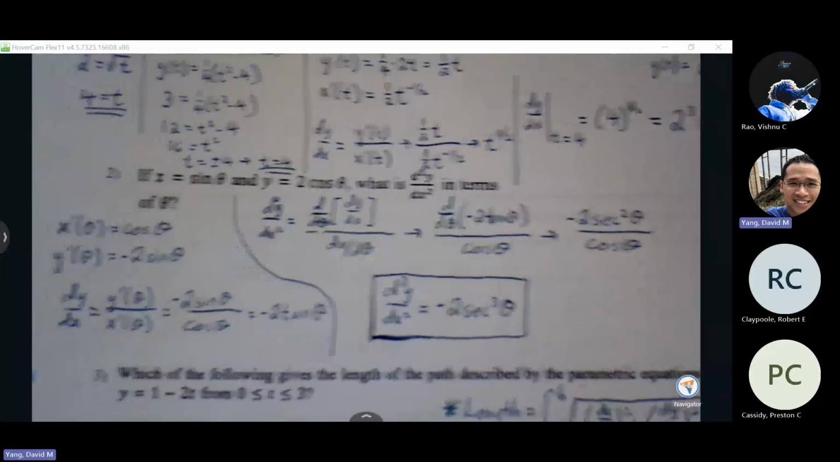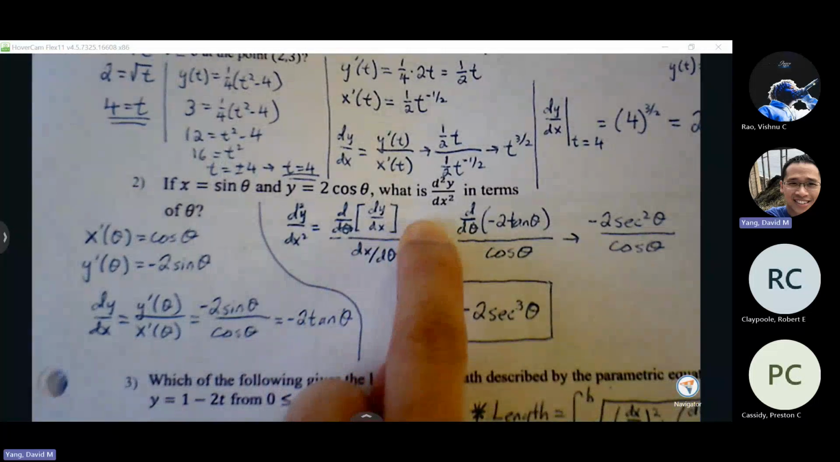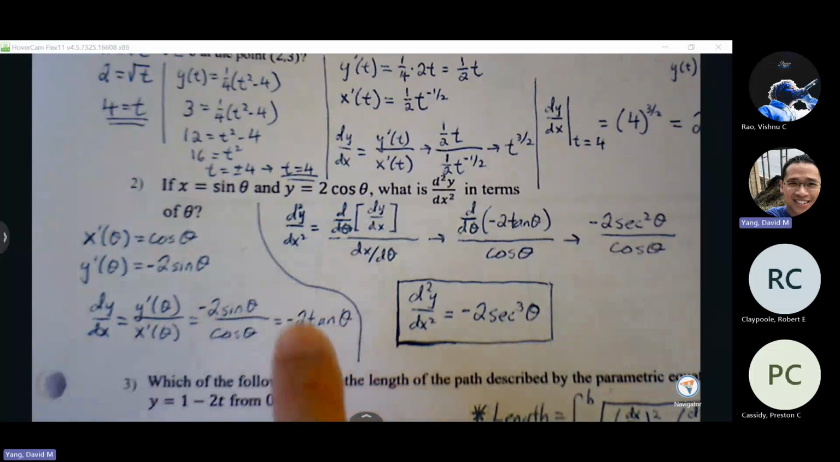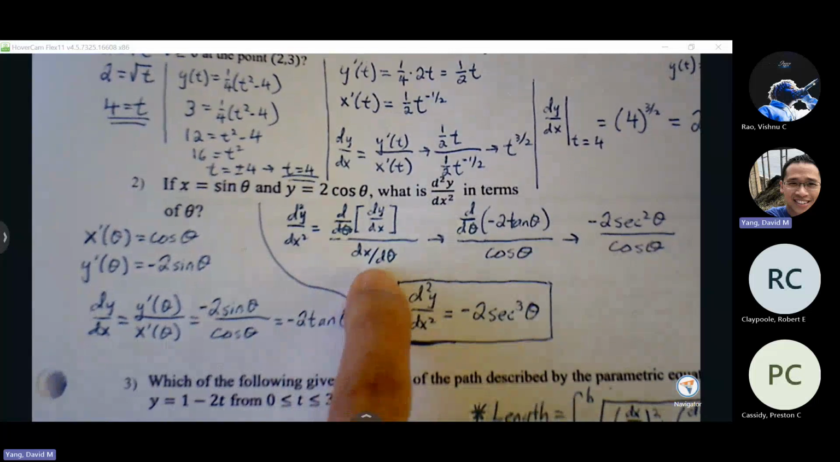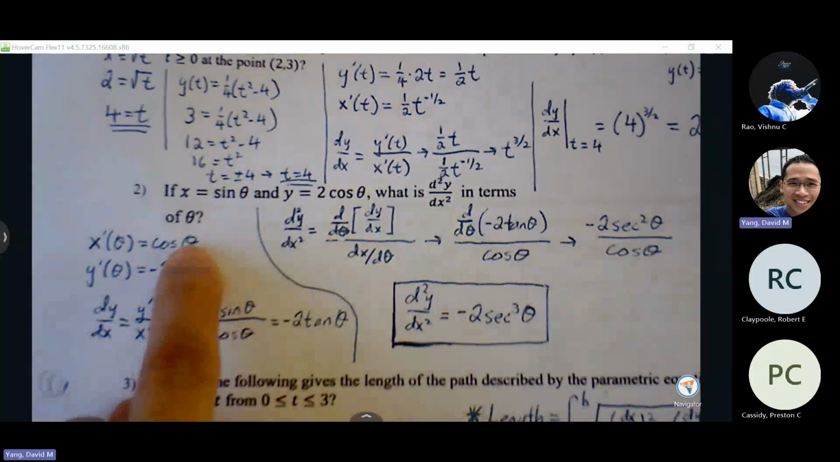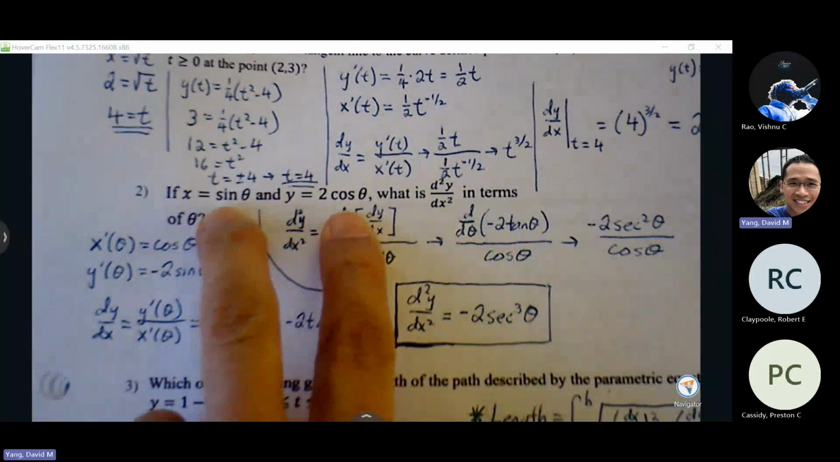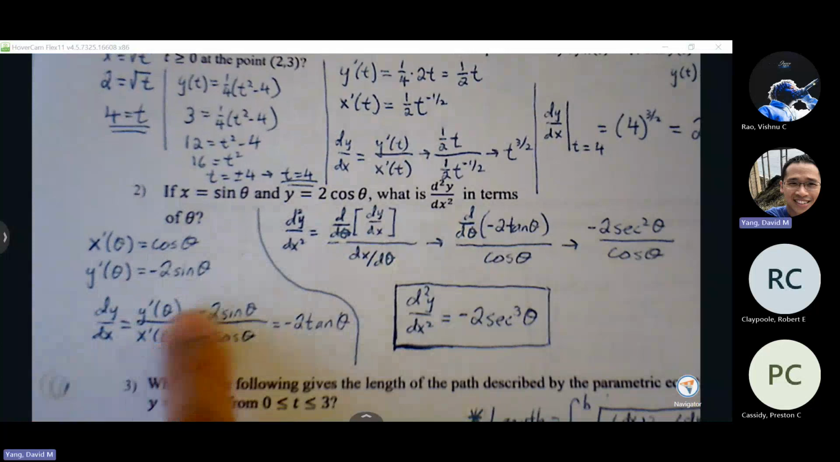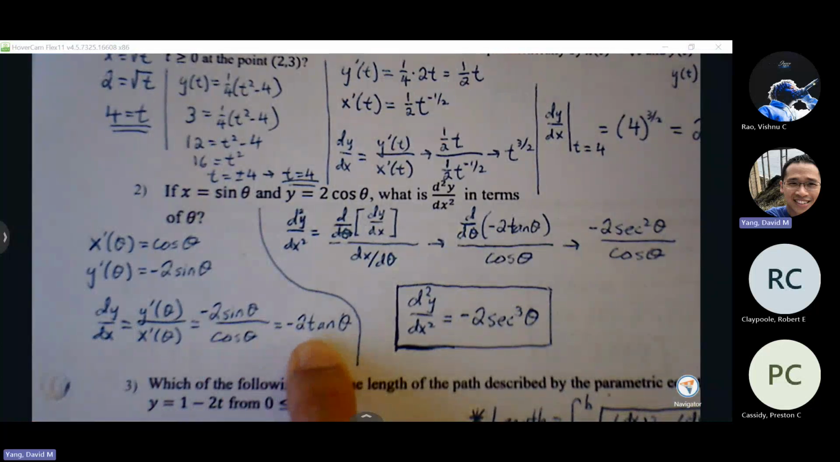All right, number 2, what is the second derivative? So second derivative has a very specific format. We have to first find dy/dx, and then we have to find the derivative of this divided by dx/d theta. So first x prime, y prime. X prime is cosine, y prime is -2 sine. We do y prime over x prime, clean that up, we get -2 tangent.